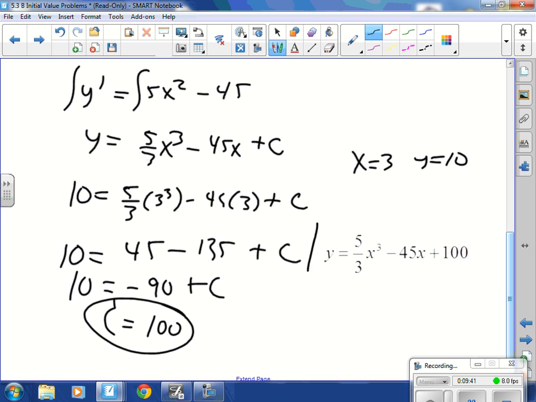So here is the curve I ended up finding: 5/3 x cubed minus 45x plus 100. That's not so terribly hard, is it? Not at all. As long as you got through yesterday's homework and you practiced your skills of finding antiderivatives, this won't be bad.